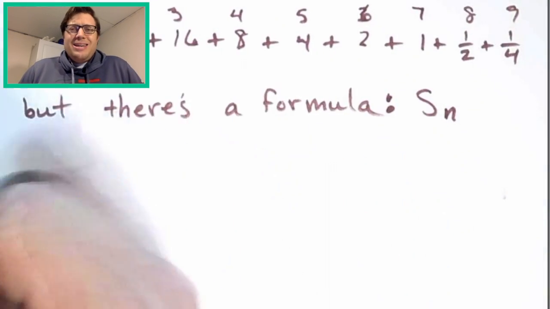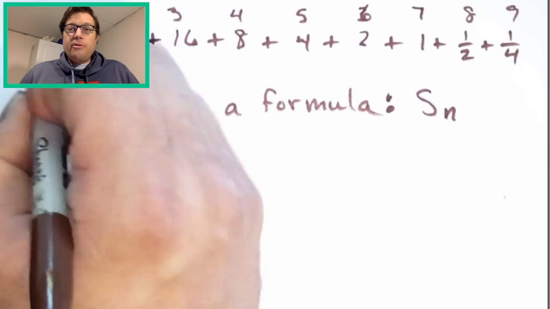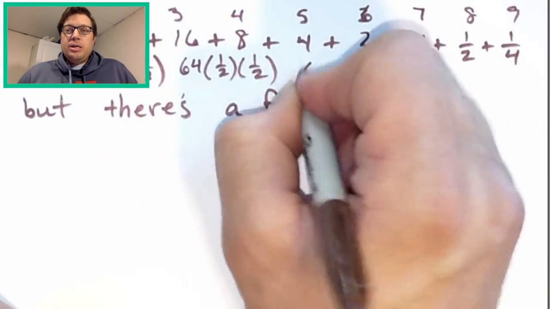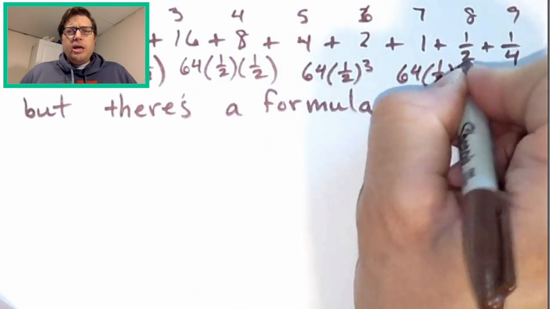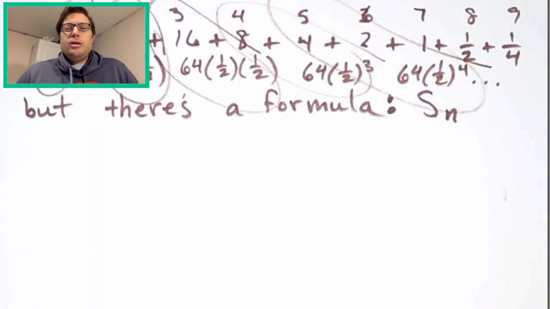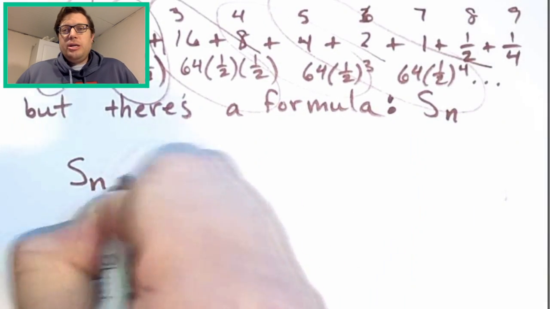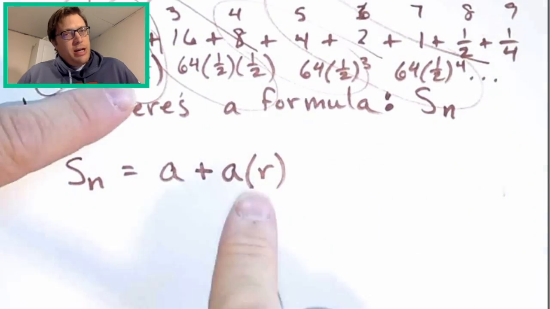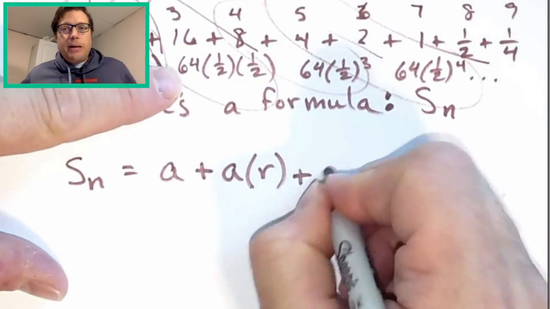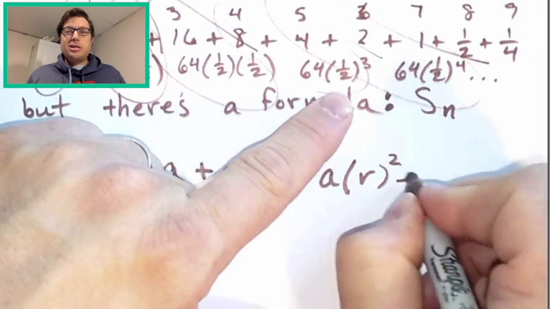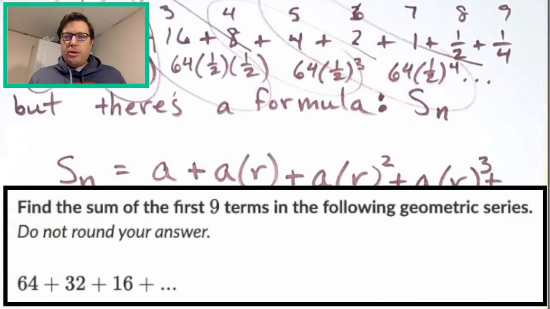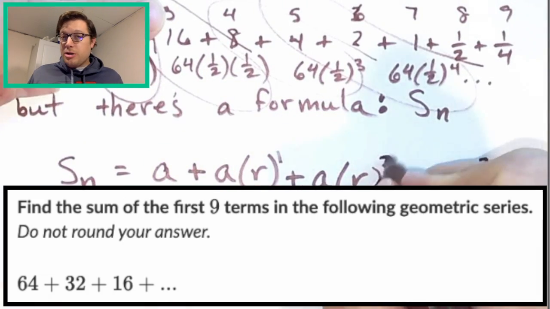So we're going to use S sub n to describe a formula where the sequence is finite. And in this case, it stops after 9. If you think about it carefully, you can write down 64 and then 64 times a half, and then 64 times a half times a half, and then 64 times a half times a half times a half, and that pattern of multiplying by a half actually translates to the use of exponents. So just a little reminder there, we're going to go ahead and find the first 9 terms.